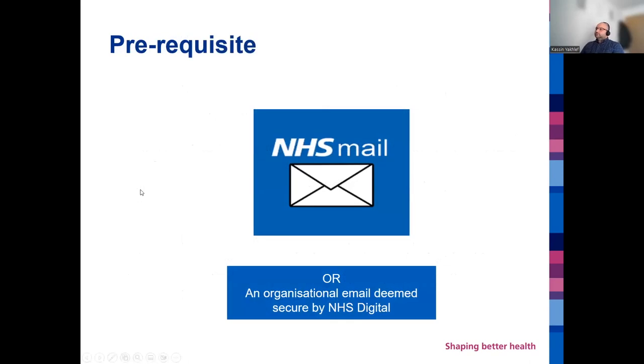So for you to have proxy, you need some prerequisites. The first thing you need is an NHS email. And I believe in the BNSSG, Bristol, North Somerset and South Gloucestershire, all the care homes should have an NHS email now, at least. Or you should have an organizational email, so that's your company email, which is deemed secure by NHS Digital. If you're not sure if your email is deemed secure, you can send an email to NHS Digital, and we'll share the information later on how you do that.